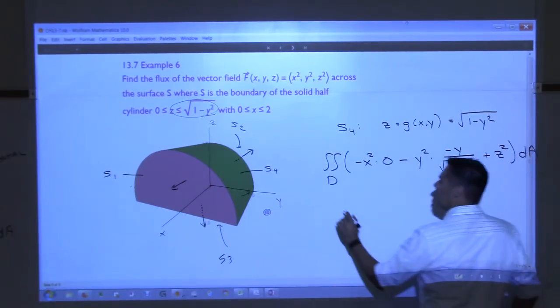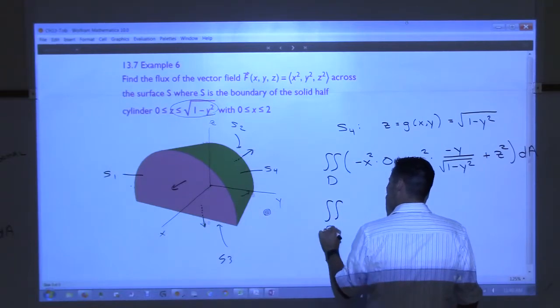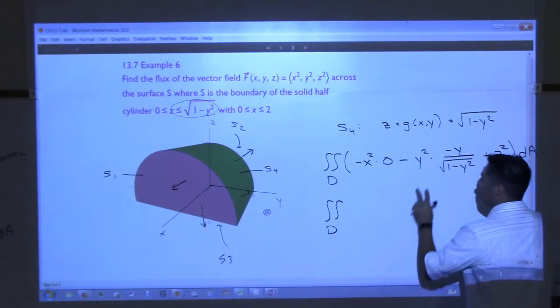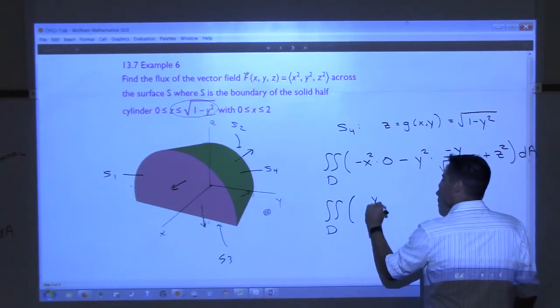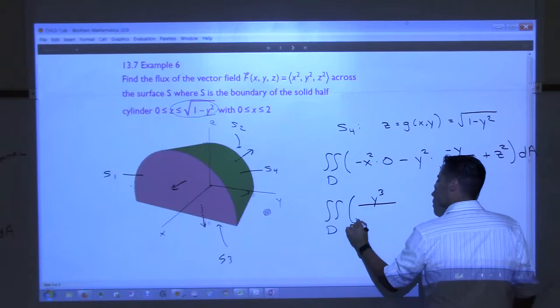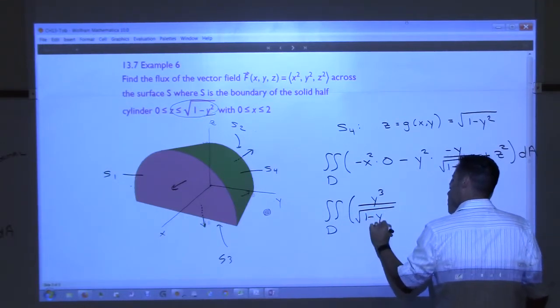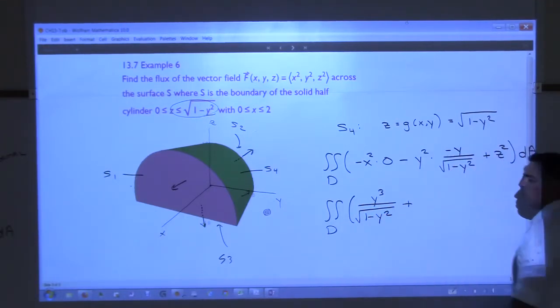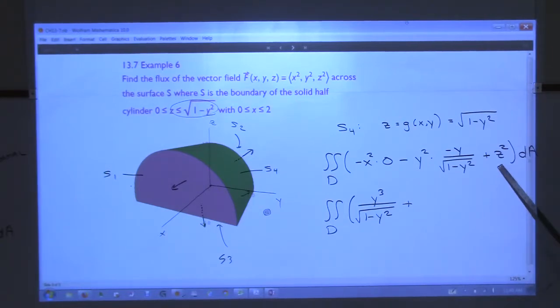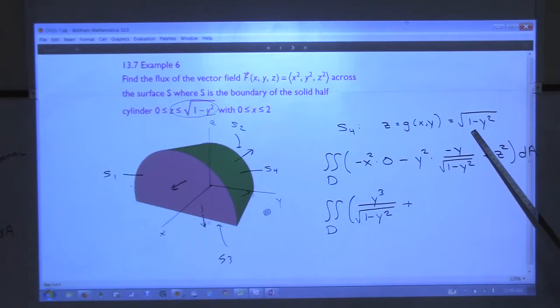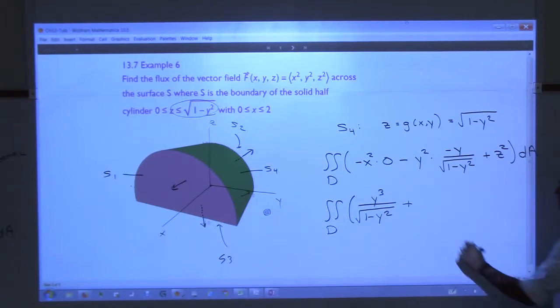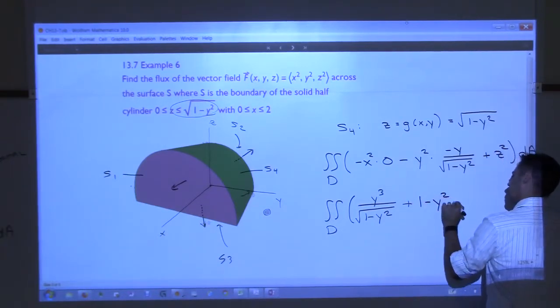All right, let's try and clean this up a little bit. This is 0, double integral over D. And when we put these two together, it's negative and negative, so it's positive. So we've got y cubed over the square root of 1 minus y squared. And then plus, what were my domain variables again? x and y, but I've got a z here. So I've got to replace that z with this, right? So replace it, take that, square it, and you just get 1 minus y squared. dA.